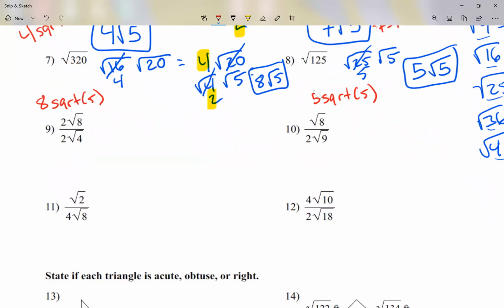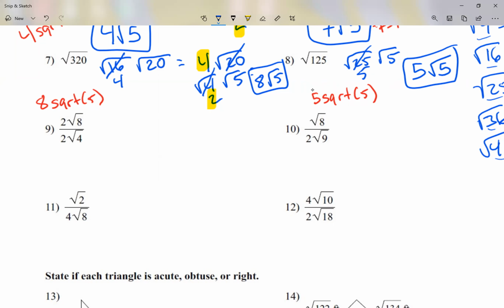Now, question number 9 through 12, we're still simplifying, but we have fractions. One thing we're going to do is we cannot have radicals at the bottom. We cannot have square roots. It's okay to have it on the top, but we cannot have it at the bottom. So my thing first is, let me see if I can simplify my fractions, and hopefully, the square root at the bottom is a perfect square. So I don't have a square root at the bottom. Questions number 9 and 10, the square root at the bottom is a perfect square. So that's going to be nice.